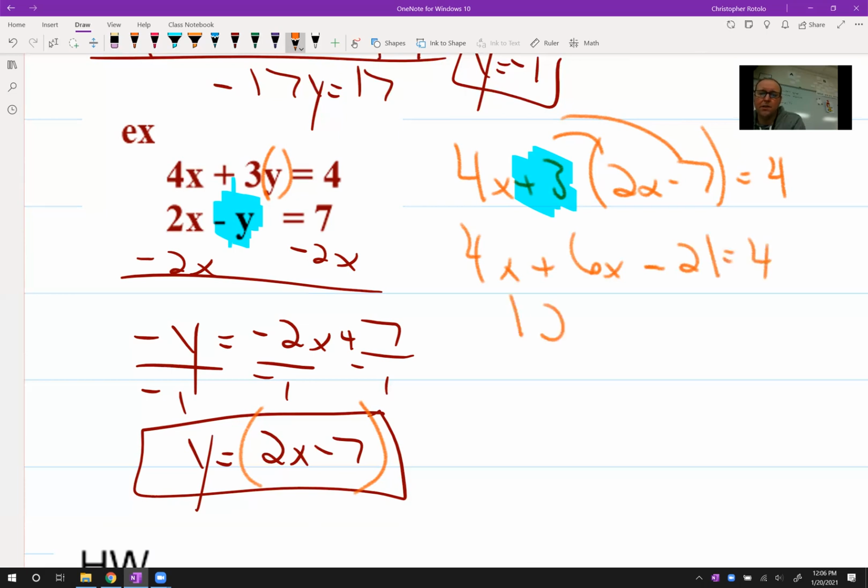Distributive property, I love it. So 10x. Put these guys together. While I'm doing that, I'm going to move this stuff over. Look, I'm trying to add 21. Do you see what it did there? I just made it 25 right away. Divide by 10. You're like, oh my gosh, I need a calculator or something. No, think about science class. Move the decimal over. It's 2.5.